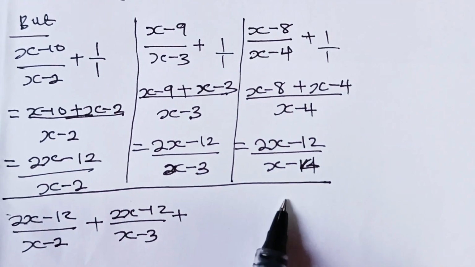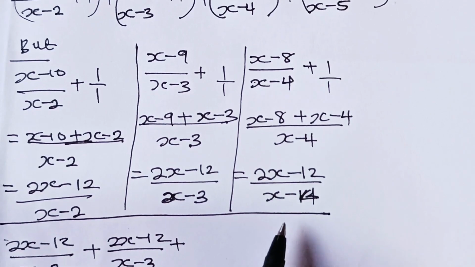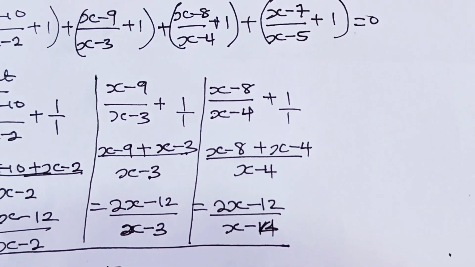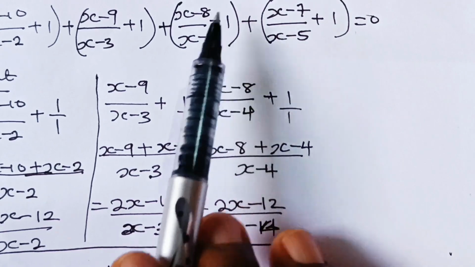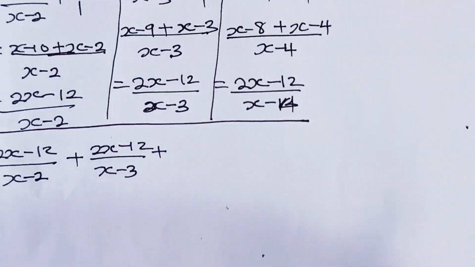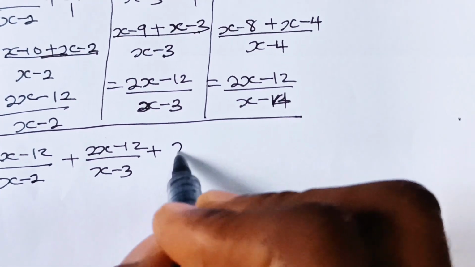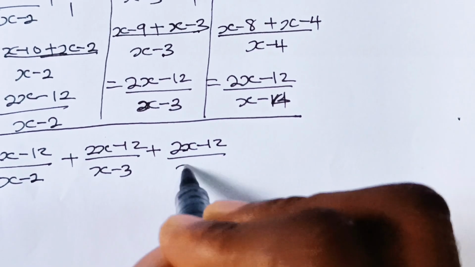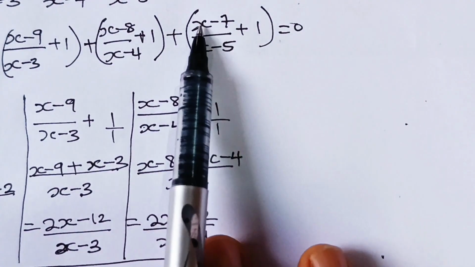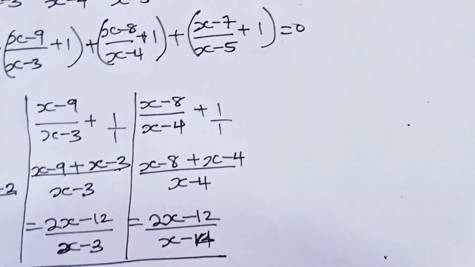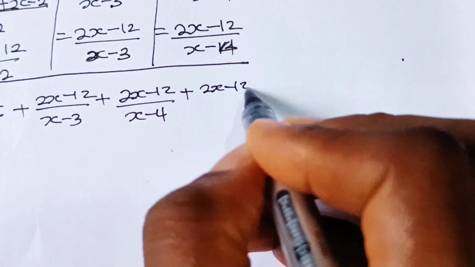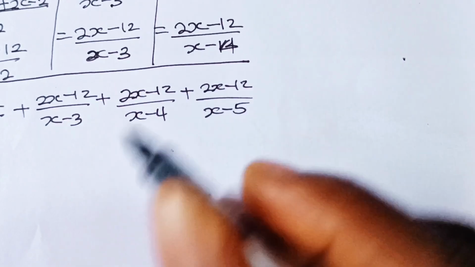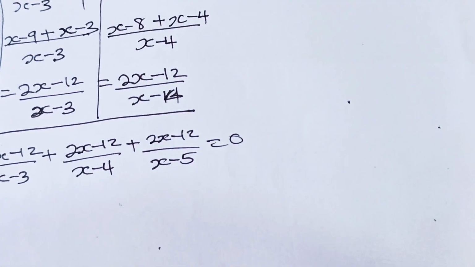I want you to be able to see what I'm showing you. So this third one will still be 2x minus 12 divided by x minus 4. So that is what I will write. 2x minus 12 divided by x minus 4, plus, then the last one will be 2x minus 12 divided by x minus 5. And this is equal to 0.